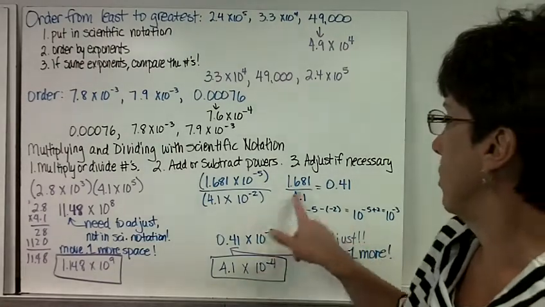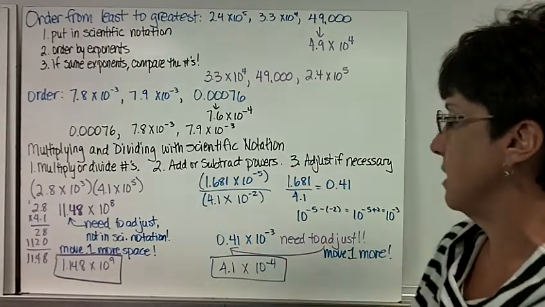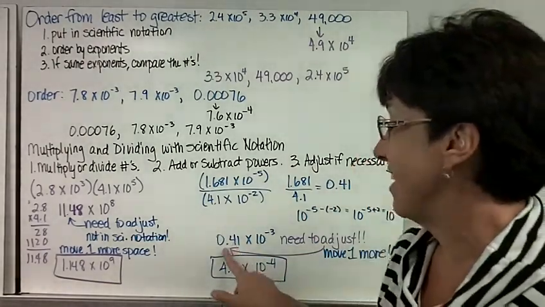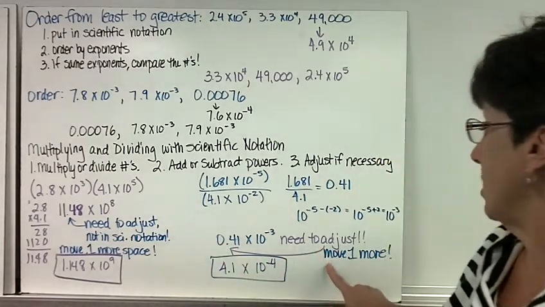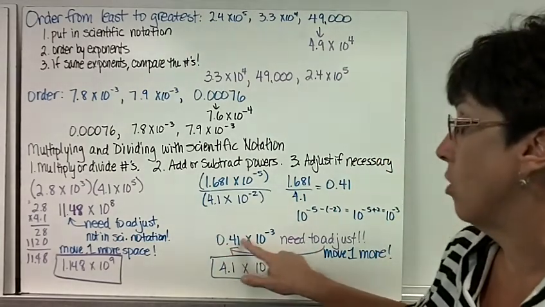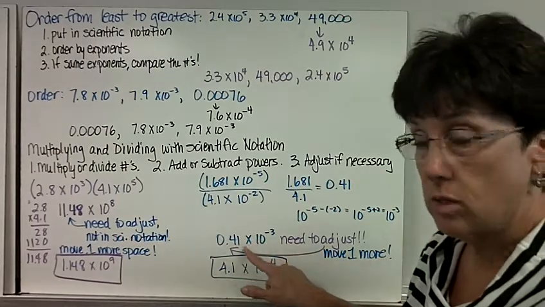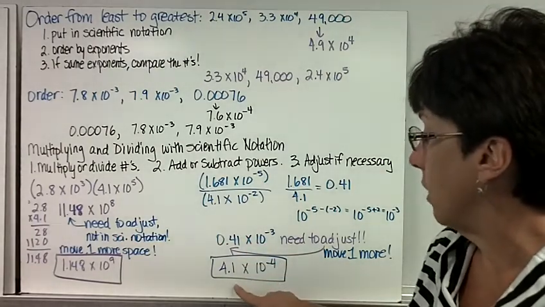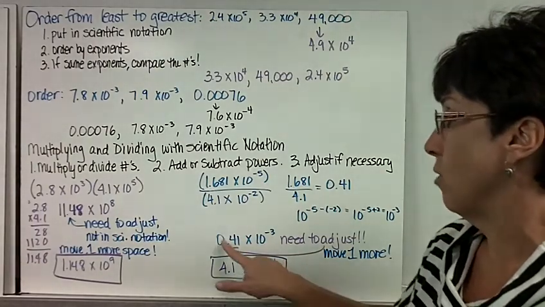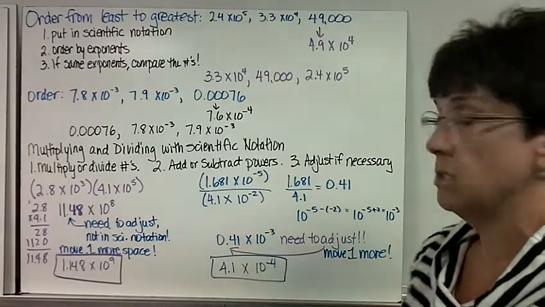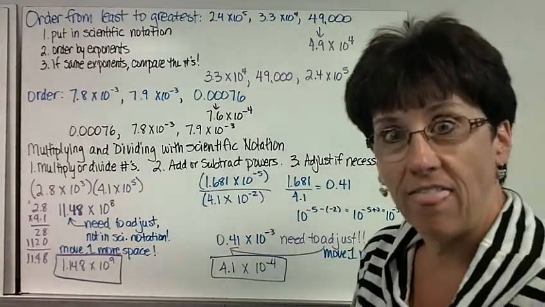All right, so here's our answer. 0.41 times 10 to the negative 3. But this is not scientific notation, so we need to adjust it. We need to move one more over. I need to move one more to the right. So it's 4.1 times 10 to the negative 4, because if I moved it one more, I have to increase this exponent one more also. And that's it.